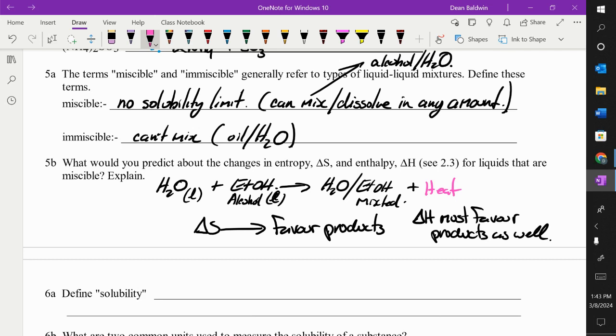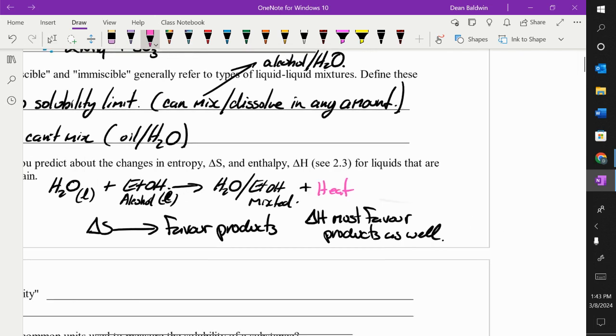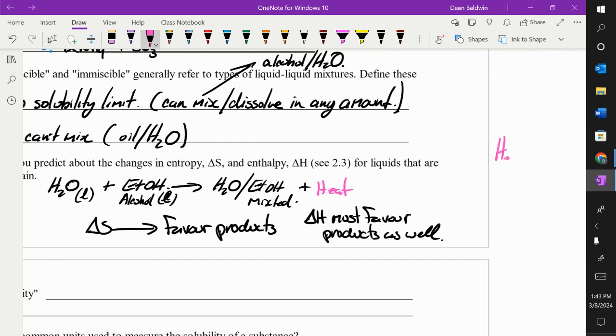Because when they're mixed, it looks like this. It's going to look something like this. Like in pure water, you get this. We're going to look at this a bit.